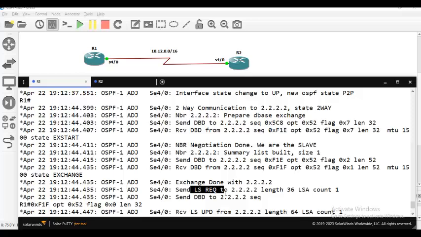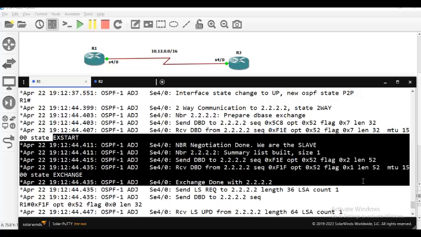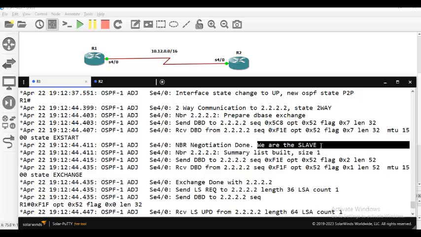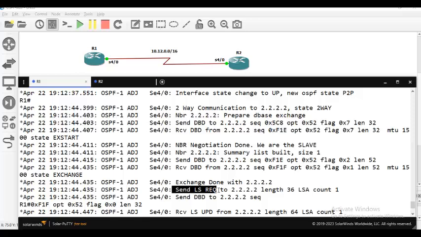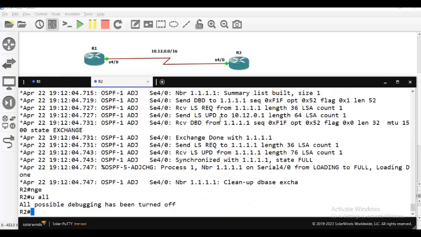Xstart state, after two-way is Xstart state. You see Xstart state, where they conclude the master slave thing, and then exchange. Exchange is the place where link state request is made on both sides, and link state updates are sent. After the exchange is done, it goes to loading and then full state.